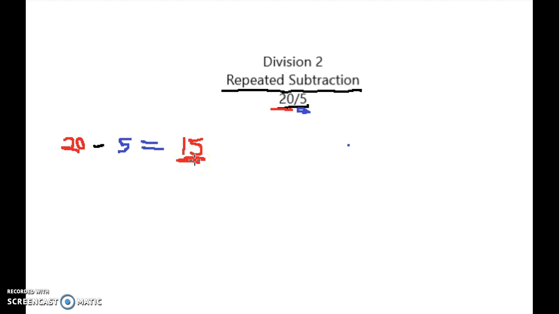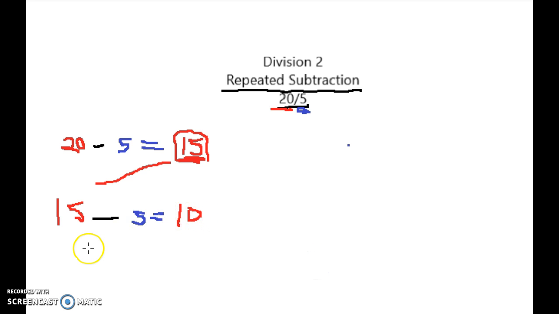The whole thing with this method is to continue to decrease down by the same divisor while changing the dividend. Now those are big fancy words, but the dividend is the big number and the divisor is the small number. So we're going to bring this down here, and we're going to do 15 minus 5 again. We're going to keep the small number the same, and the answer to that is 10.